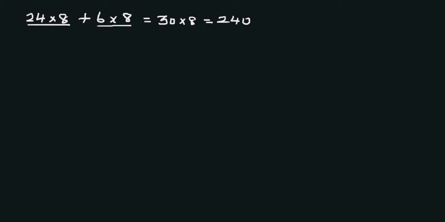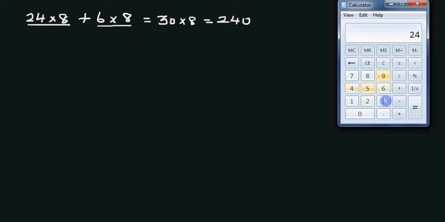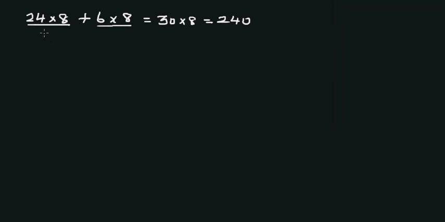Let me show this on a calculator. 24 times 8 is 192. Let me cancel that, and 6 times 8 is 48. So if you want to do this the long way, 24 times 8 is 192 plus 48, which is 240. We are going to do this in a smarter way.